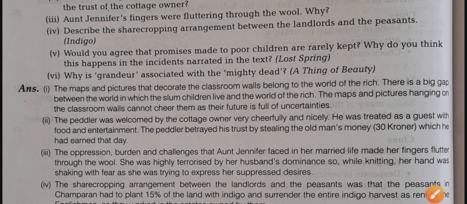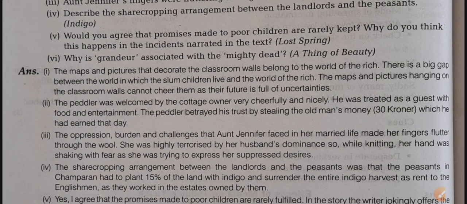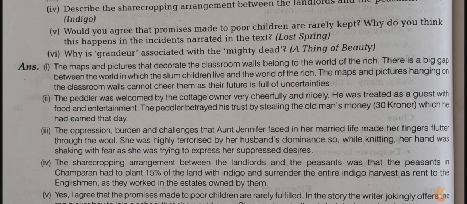So as the chapter name has been given, discuss the sharecropping arrangement between the landowner and the peasants. The sharecropping arrangement between the landowner and the peasant was that the peasants in Champaran had to plant 15% of the land with indigo, and then the entire crop they had to give as rent to the Britishers. This was the arrangement.